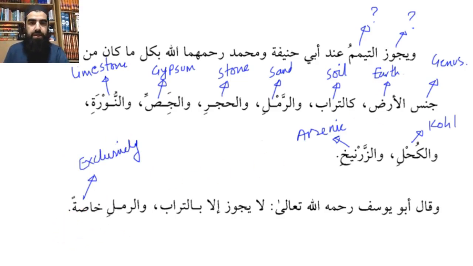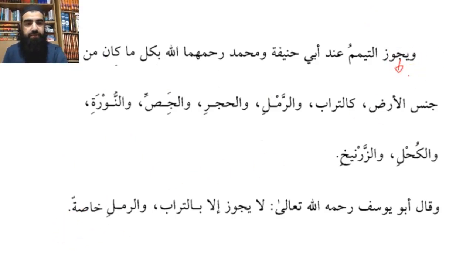Alright, next, let's do the tarkib of this then. So yajuzu is the fi'l, tayammum is the fa'il, and that's why we give it dhamma. Inda is mudaf, and Abi Hanifa is going to be mudaf and mudaf ilayh, two separate mudaf ilayh. So Abi will make this mudaf ilayhi, and at the same time Abi is mudaf to Hanifa, right at the top. Okay, so Hanifa is mudaf ilayhi to that.